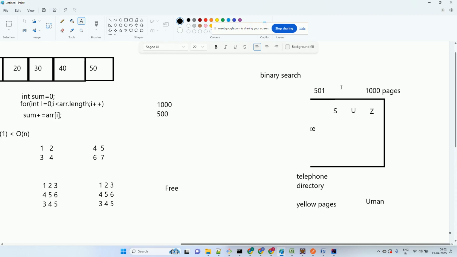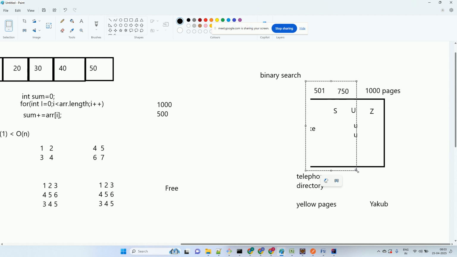Then he searches the page 750, and let's say he's searching for some Y. Let's say he's searching for Yakub. Then at which page will he open, at the midpoint of 501 and 1000, 750. So if he opens 750, he sees U, all the names with U. So where will he search now? Towards the right or towards the left? Now he will again tear these 250 pages and throw them away, right? Then how many pages are left now?